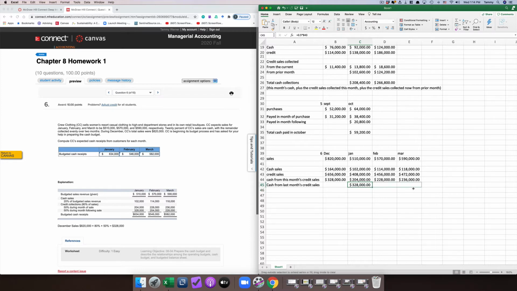Copy that across. And now we can add up. So our cash receipts in January are going to be the cash sales, which is 20% of what they sold, plus the cash from this month's credit sales, plus the cash from last month's credit sales. It's going to be 634, which is correct. And we can pull those across, and those are correct. Okay, we're getting there. We're getting there.